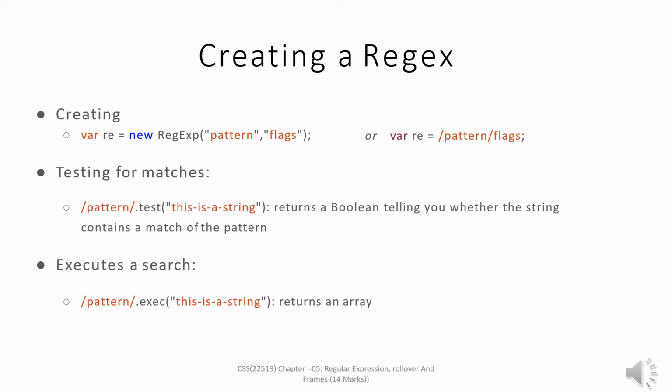How to create a regex. That is, creating means where re is equal to new RegExp(pattern, flags), or where re is equal to /pattern/flags. Testing for matches: pattern.test(string). This is a string. It returns a boolean telling you whether the string contains a match of the pattern. Boolean means true or false.